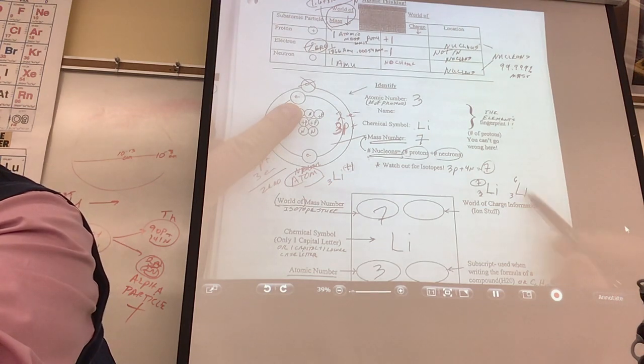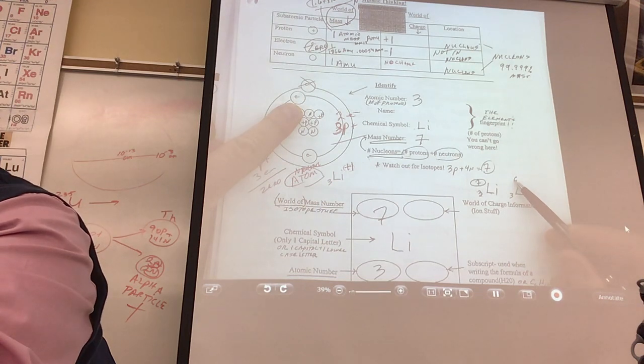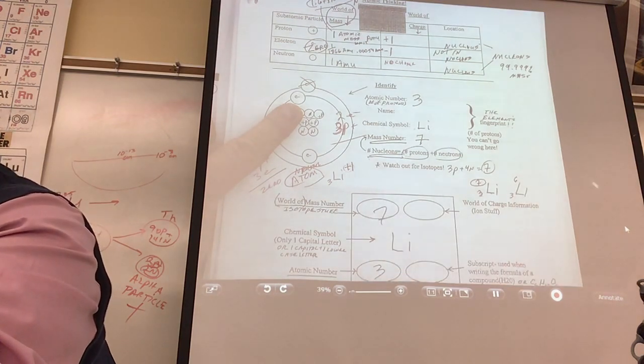What if we had another lithium atom that didn't have one of these neutrons? I'd have to say it was a lithium-6. Are you with me? I'll keep looking at your faces. I can't tell if you're just tired. What do you think? Would it still be lithium, though? Yeah, because it has 3 protons.